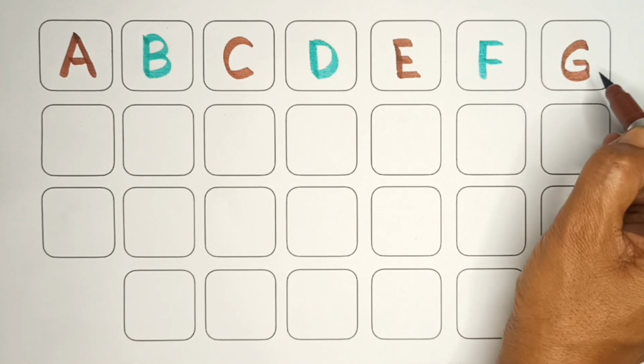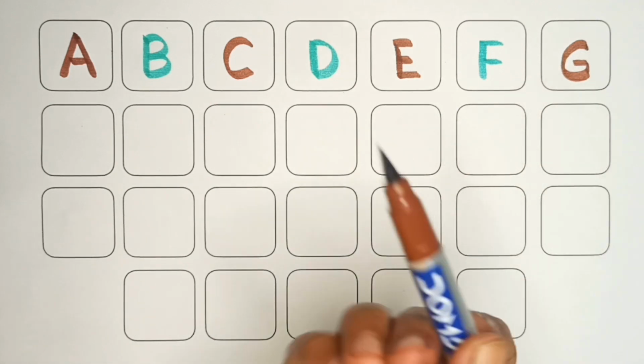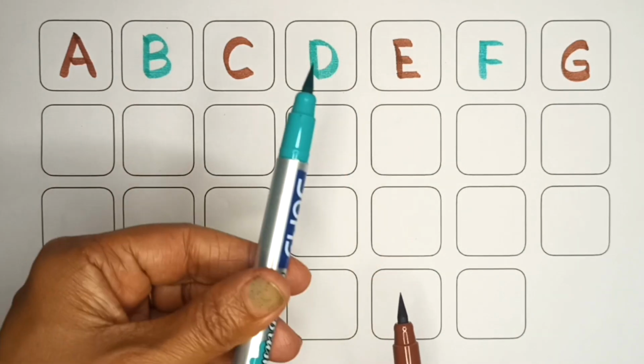G for grapes. Brown color. Rama green color.